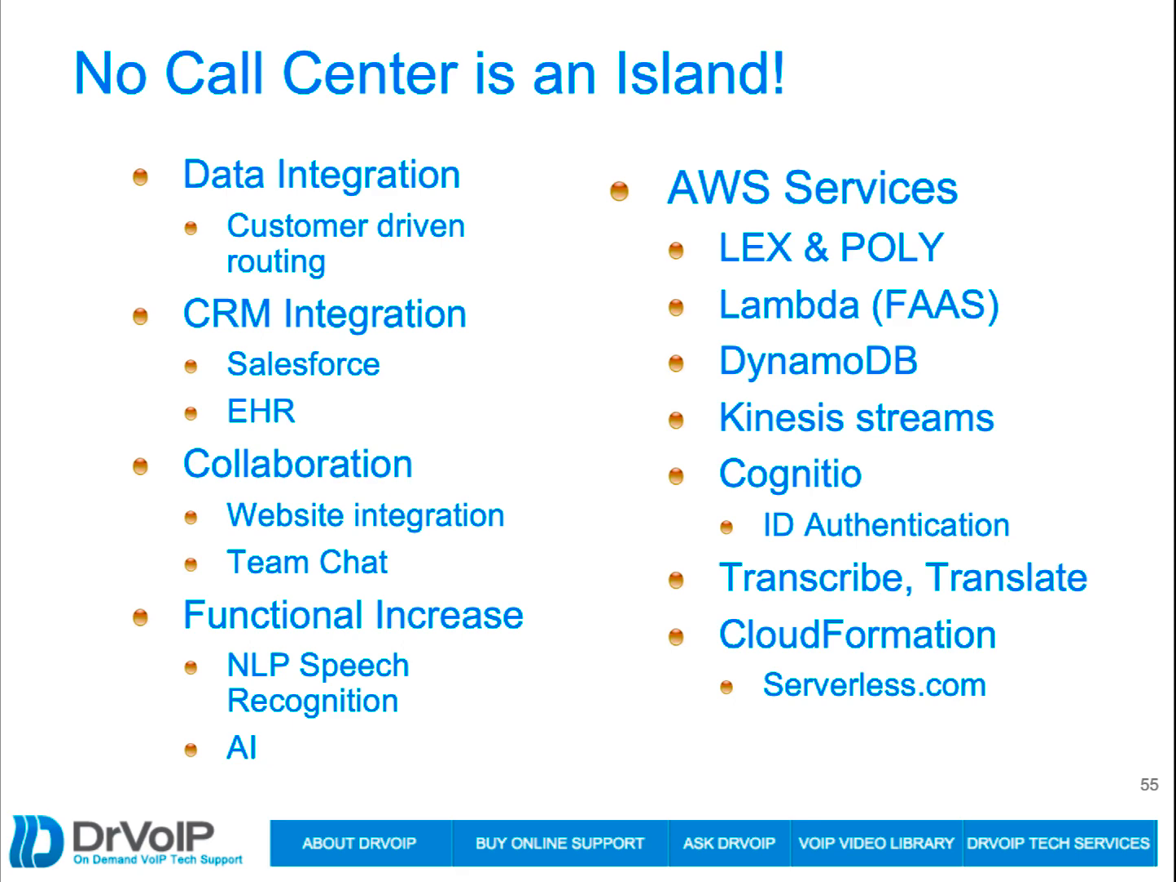Other types of integrations, Salesforce probably very popular, Microsoft CRM, Sugar CRM. I mean, there's hundreds of them out there. Every organization is going to have a different customer relationship management. A lot of medical practice electronic health record integrations, Epic, things of that ilk, will need to be built out in Connect as an integration. You're going to want to create some collaboration solutions, basically perhaps a website integration where you can co-browse with a visitor to your website. You may want to create some team chat functionality so your agents can converse with each other or with the supervisor.